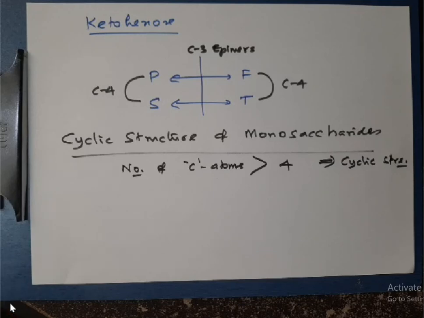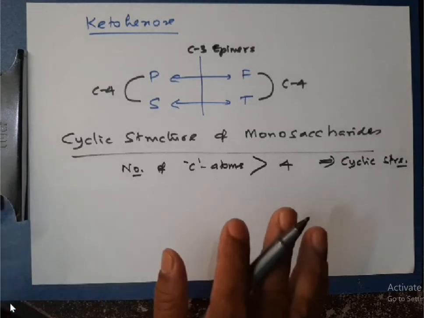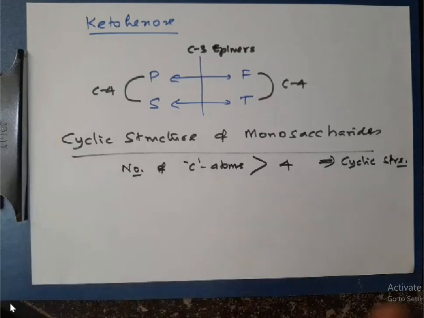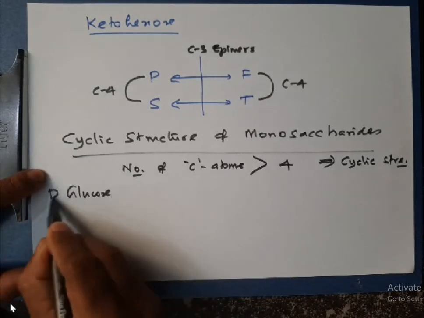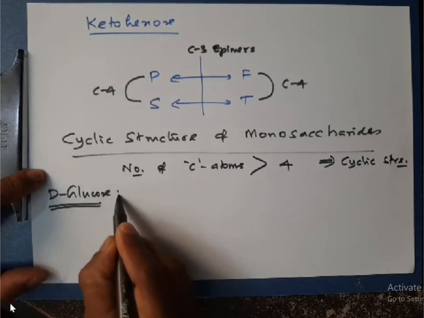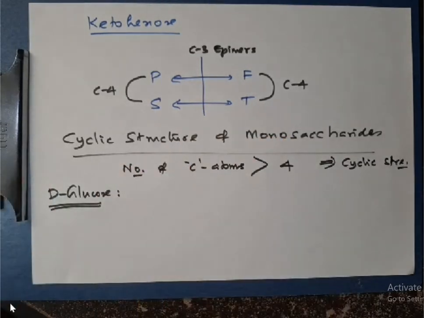Now, just for understanding purposes, I am going to take glucose, D-glucose, for understanding the cyclic structure. Then I'll show you how to draw a cyclic structure for D-fructose. And if you want, you can draw other structures also.